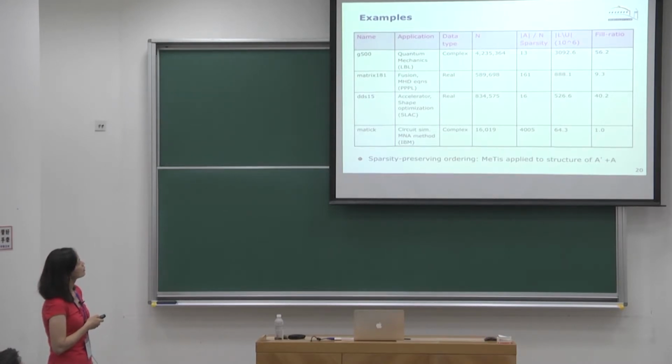For this circuit simulation, they use the M&A method from IBM. It's a complex matrix, but to begin with, on average each row has over 4,000 non-zeros. By our standard, this is a relatively dense matrix. And then the fill ratio varies. This one has a ratio of 56, so it gets a lot of fill. But the circuit matrix has a very nice pattern. Even if you start off very dense, it remains like that. It doesn't fill at all, right?